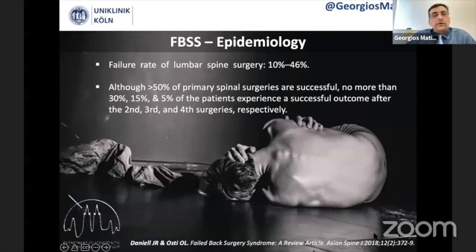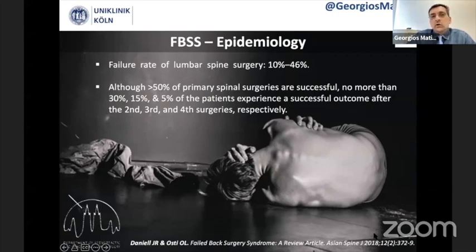The majority of patients that are coming to us are persistent spinal pain syndrome or failed back surgery syndrome patients, patients that have been operated on in the lumbar spine, and after the operation, they keep having pain. And we know there are many articles on this topic that the failure rate of lumbar spine surgery lies somewhere between 10 and 46%. And that means that many patients are not satisfied.